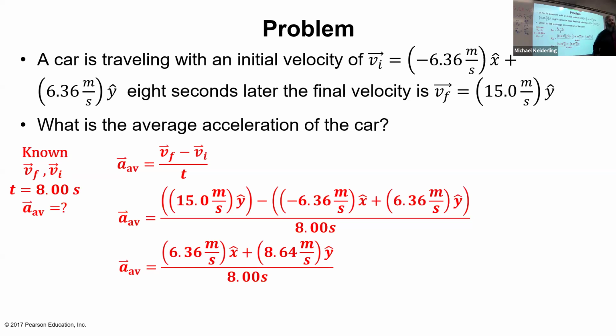That change occurs over 8 seconds. We're going to divide each of those by 8. And so we'll get 0.795 meters per second squared in the x direction and 1.08 meters per second squared in the y direction. And this doesn't say you have to put it in magnitude and direction, so you can stop here. You could if you wanted to, but you don't need to.